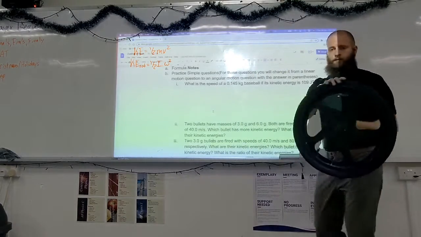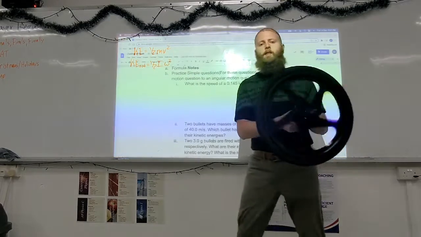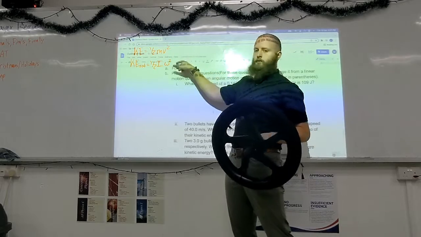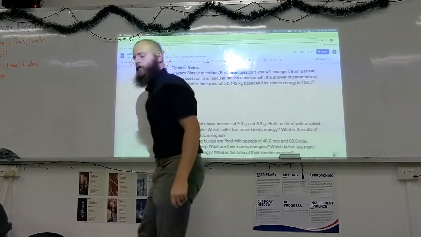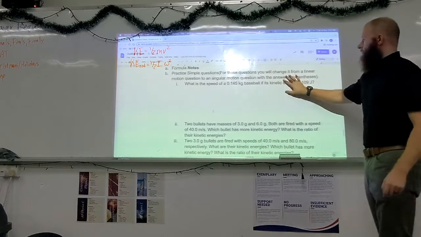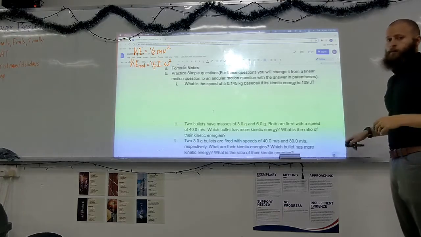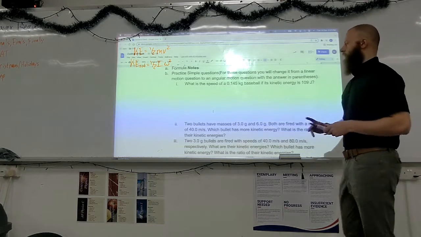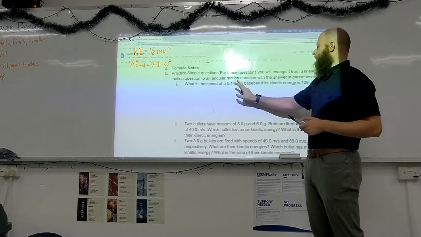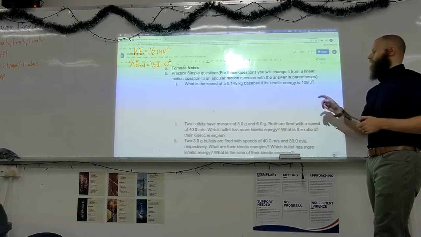Now if it's doing this thing where it's rotating and moving side to side, in that case, I do have both. Okay, so let's do what we did before, where we take something that we know how to do and translate it from linear land into angular land. So we have, what is the speed of a 0.145 kg baseball if its kinetic energy is 109 joules?